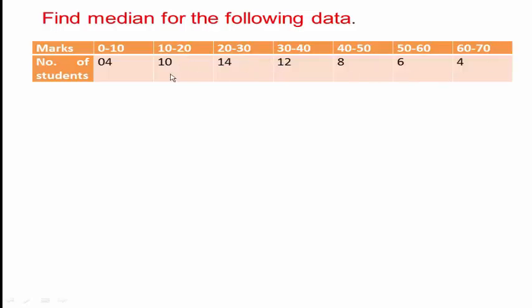Likewise, this is the continuous frequency distribution given, where the lower limit is included in the class interval and the upper limit is excluded. A student having marks 10 is included in the class interval 10 to 20, not included in the class interval 0 to 10. So now we are going to see how the median can be calculated for this type of continuous frequency data.